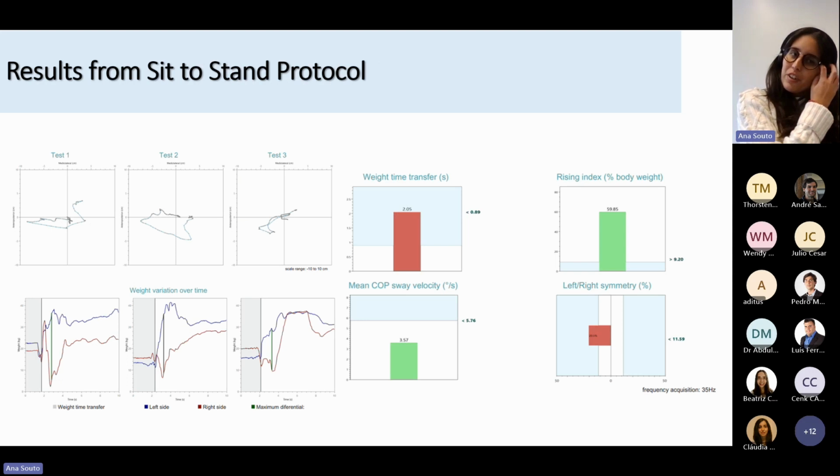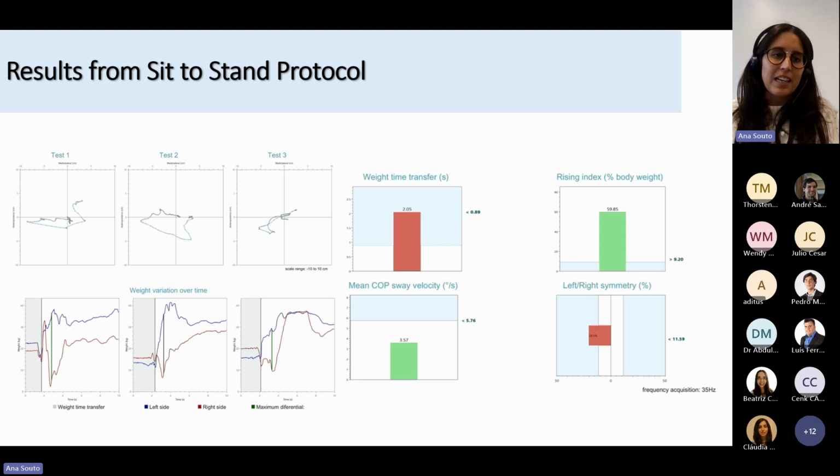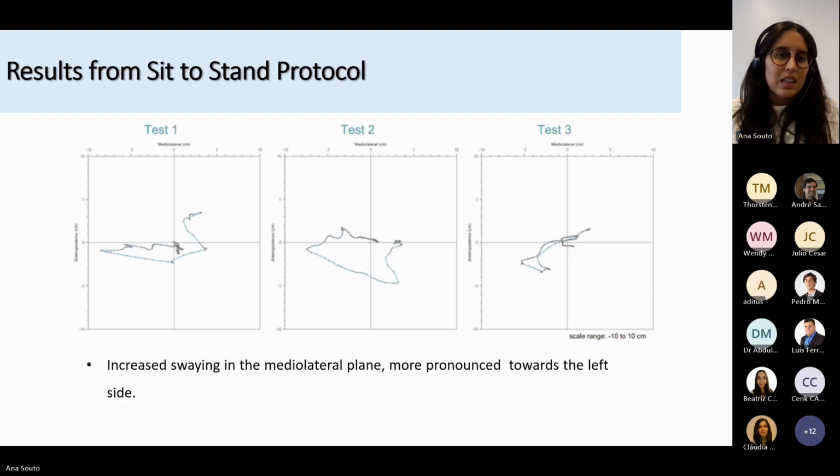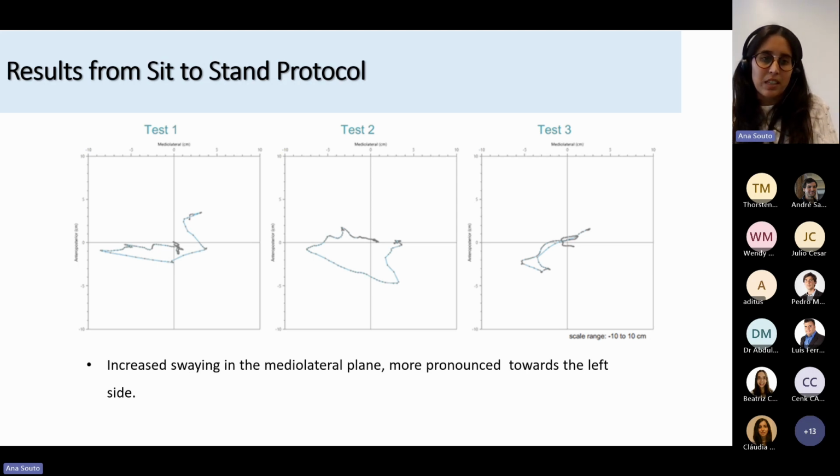And now let's move on to the results from the sit to stand protocol. Again, here are the graphics that the software gives us. Okay. Let's start by looking at the statokinesiograms from each trial. Remember that I said this protocol has 3 trials, so the person has to do the movement 3 times. What we see here is an increased sway in the medial lateral plane, and it is more pronounced towards the left side.